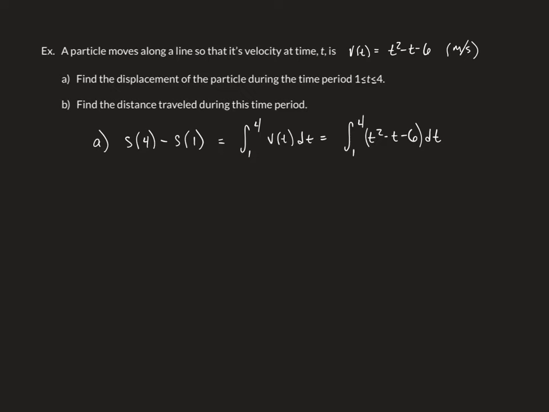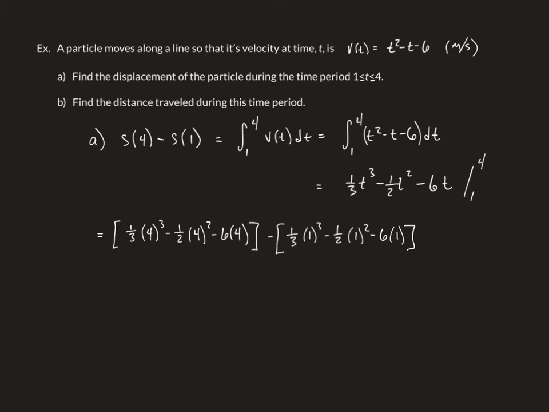Luckily, it's just a power rule that we're dealing with here. So this is equivalent to, we've got a t to the third, but we've got to make sure that it's a 1/3 t to the third, minus a t squared, but that's got to be a 1/2 t squared, and minus 6t. Remember, this is a definite integral. We don't need to account for the constant values there because we're going to be subtracting these anyway from 4 to 1. And so at this point we can plug in the values. So I've just plugged in the 4, plugged in the 1. Remember, I'm subtracting here, and now I can start to evaluate these.